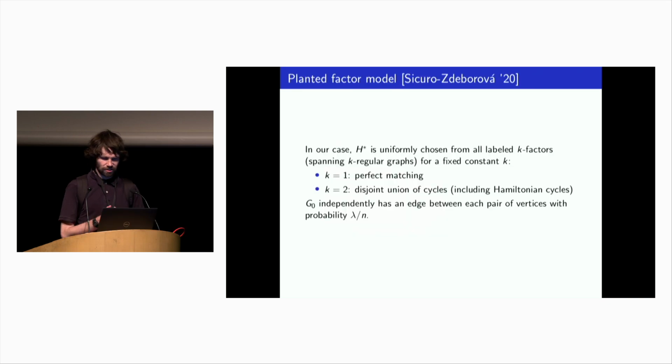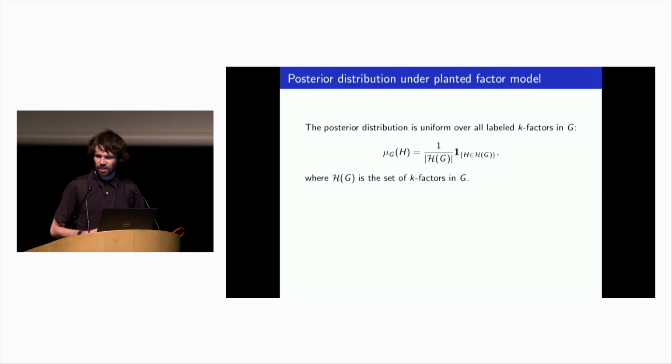In our case, the planted graph is a K-factor, i.e. a K-regular graph, which could be something like a perfect matching for K equals 1, or a union of cycles for K equals 2. And then once we have that planted K-factor, we independently add in an edge between every pair of vertices with probability lambda over n. So that means that since any edge is equally likely to be added randomly, any K-factor contained in the graph is equally likely to be the one we're looking for.